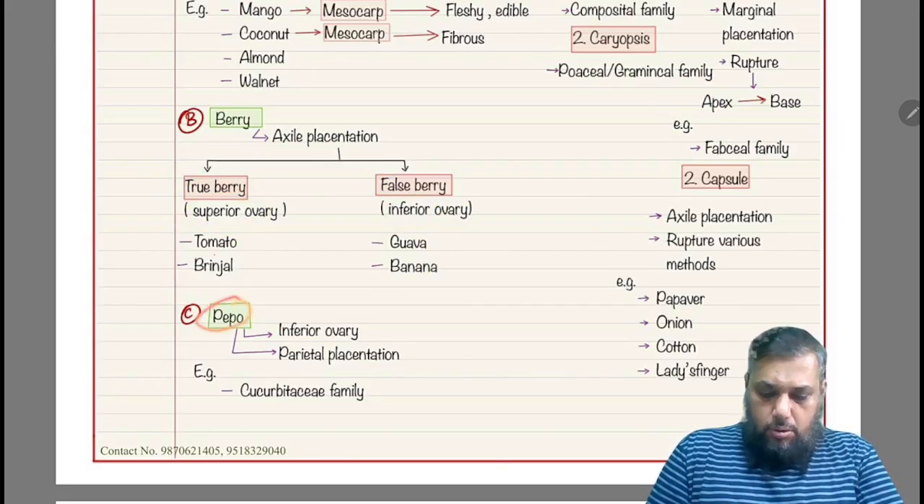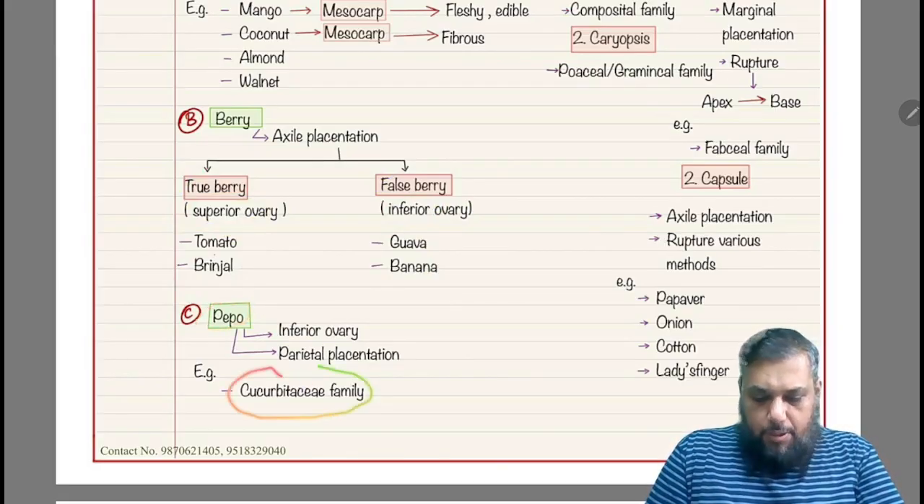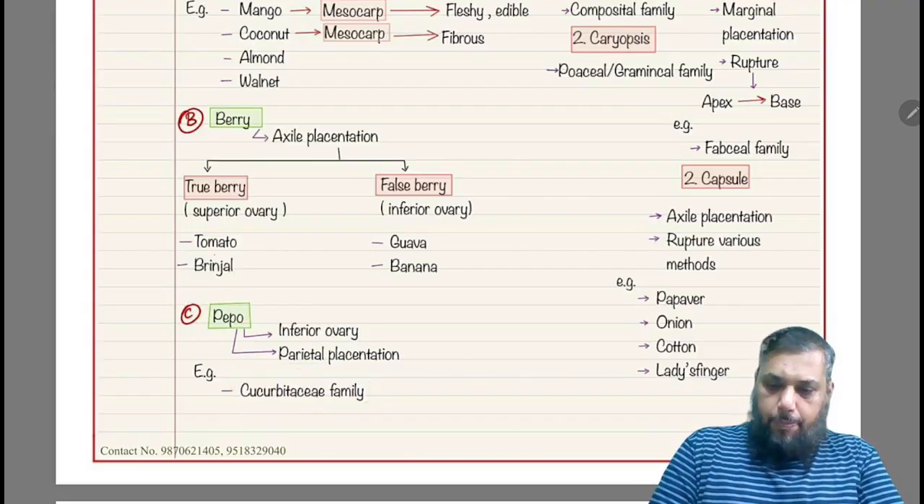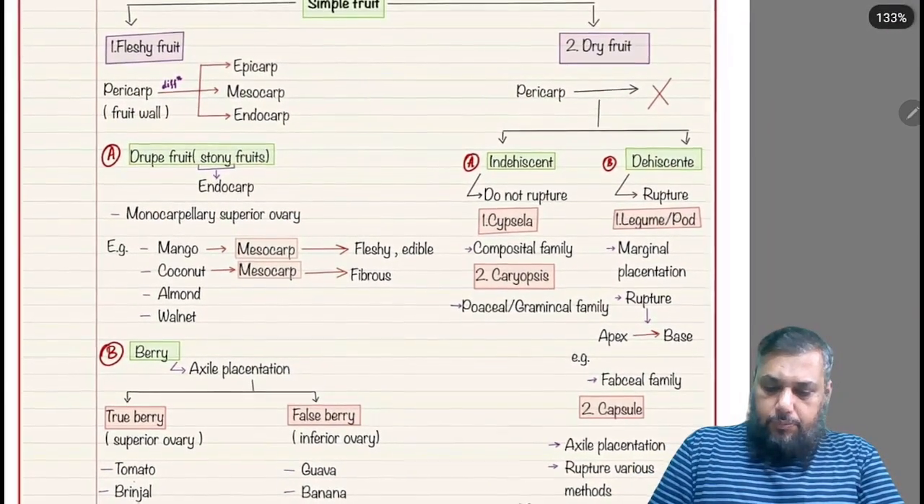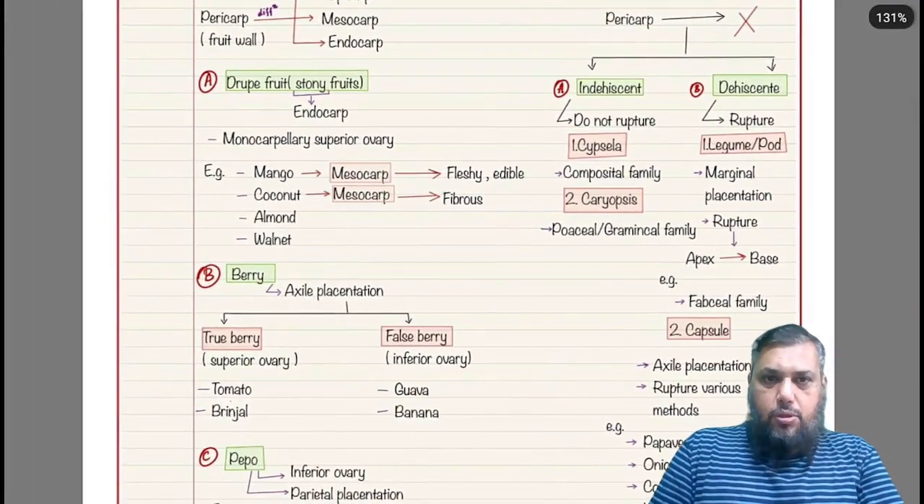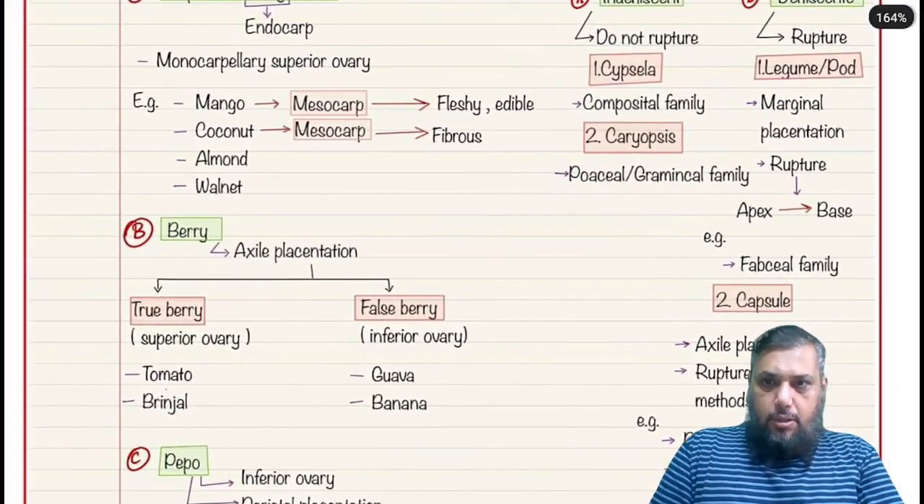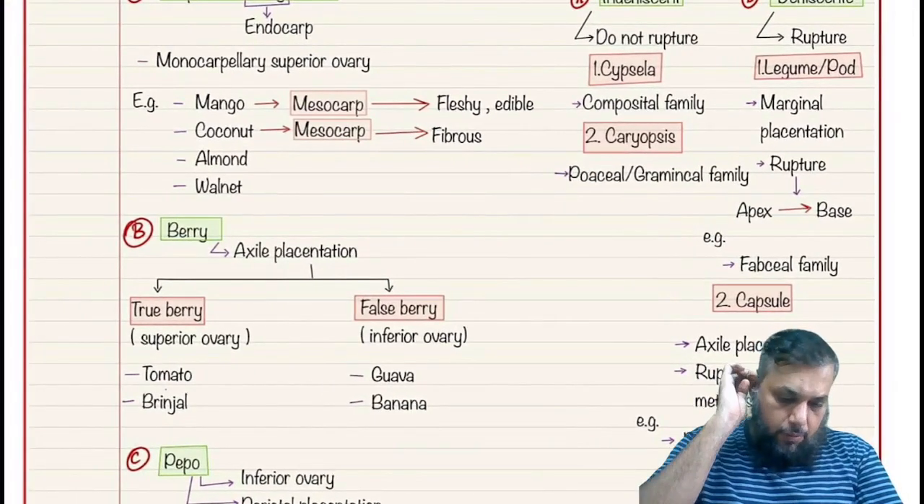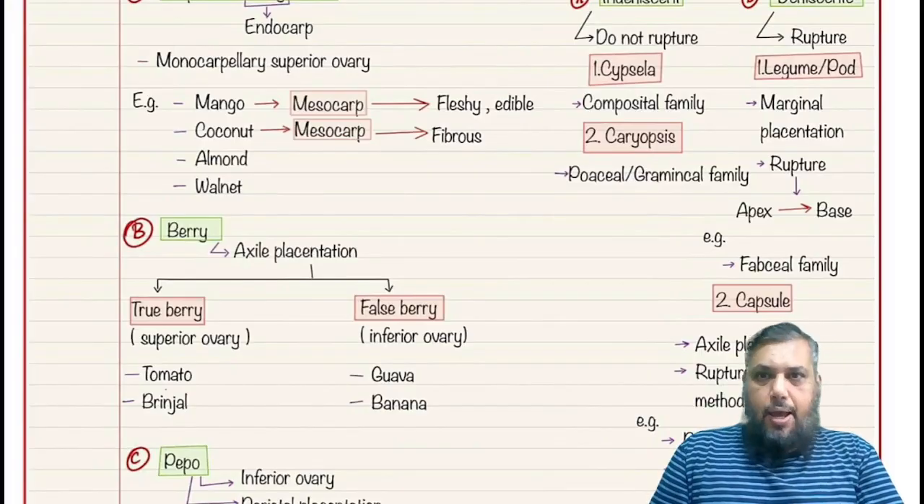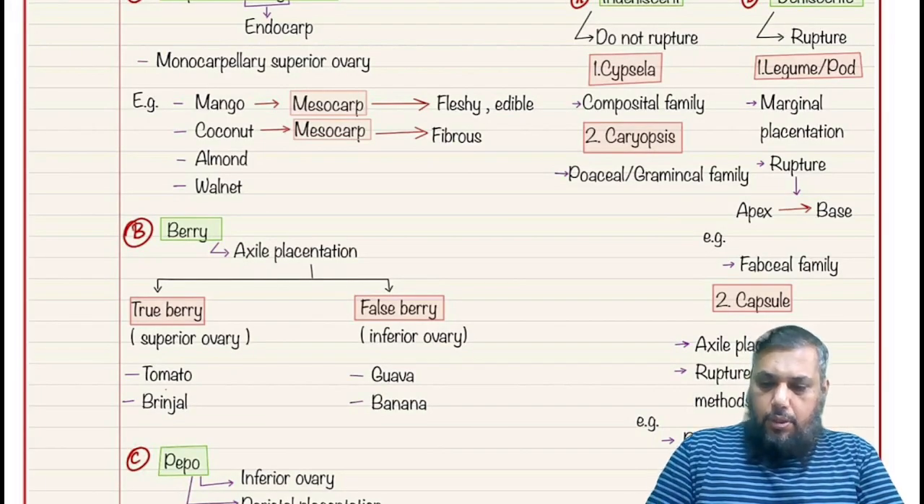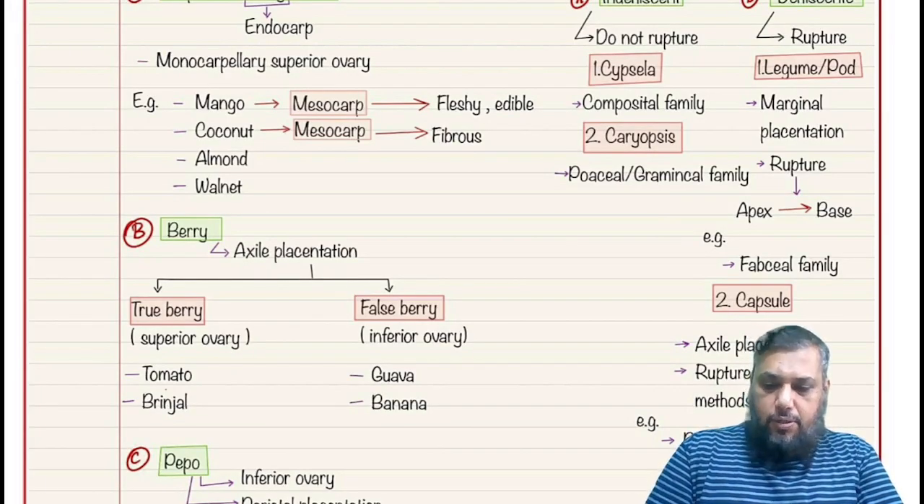Pepo type of fruit comes from the family Cucurbitaceae. Then the dry fruits can be classified further as dehiscent and indehiscent fruits.